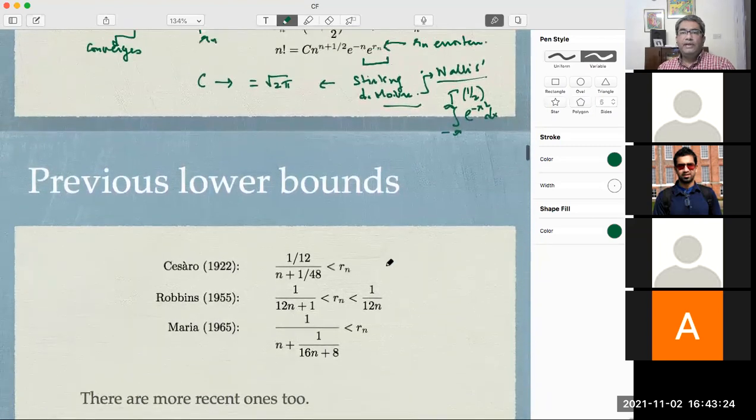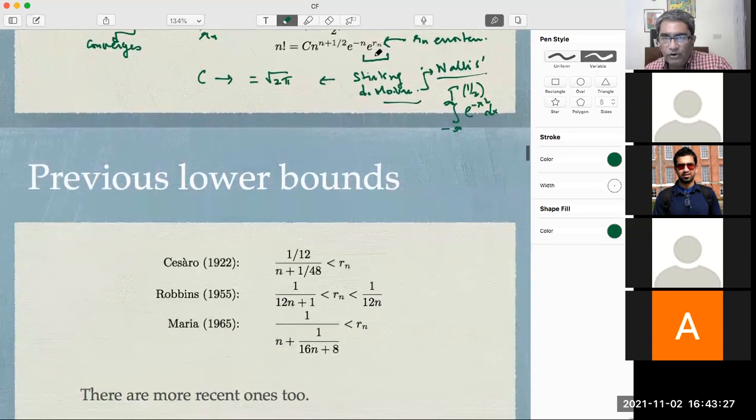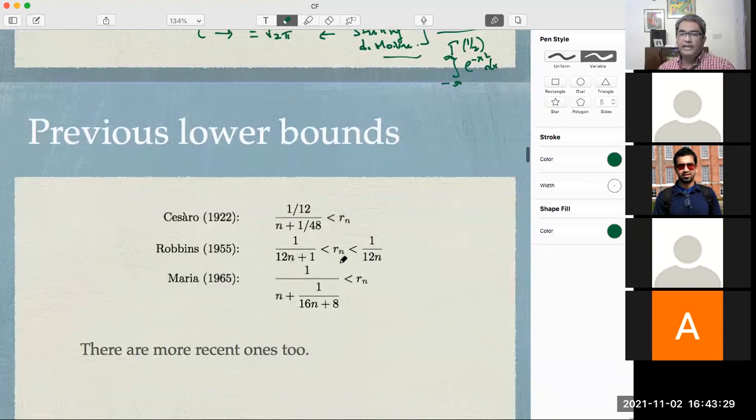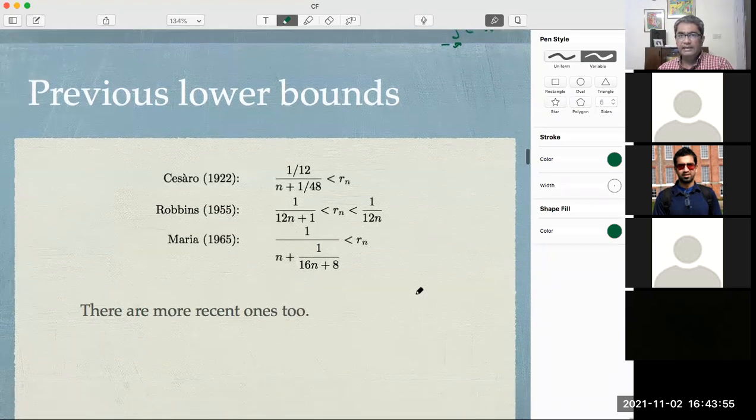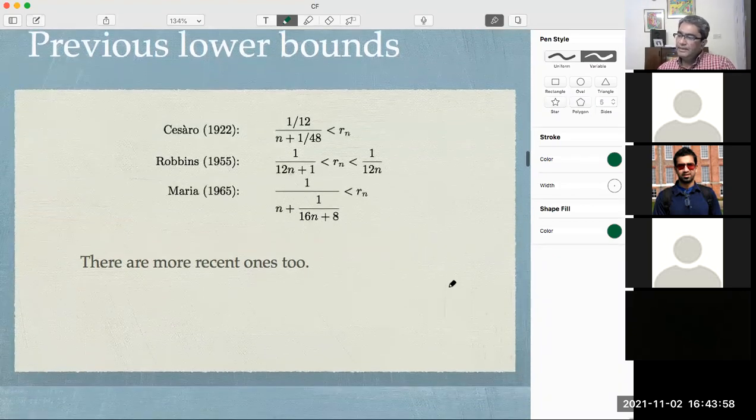Okay, so what Robbins showed is that Rn is bigger than 1 over 12n plus 1 and less than 1 over 12n. And even before that, Cesaro in 1922 had this lower bound for Rn, and many people have looked at lower bounds. For some reason, they haven't looked at upper bounds, but they've looked at a lot of lower bounds. So Maria is one person who goes like this. And there are more recent ones too.